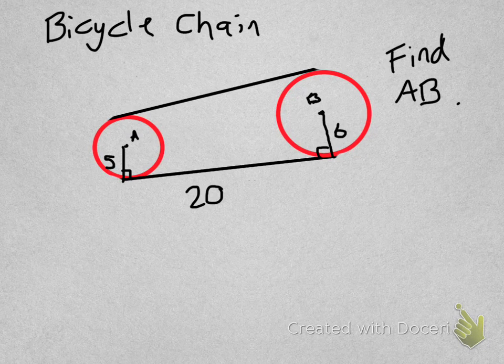Alright, so here we are in part 2 of lesson 12-1 on tangent lines. This is just one example, it shouldn't be too long, but it's kind of a tricky example, so I wanted to save it for a separate part. This problem is on a bicycle chain.